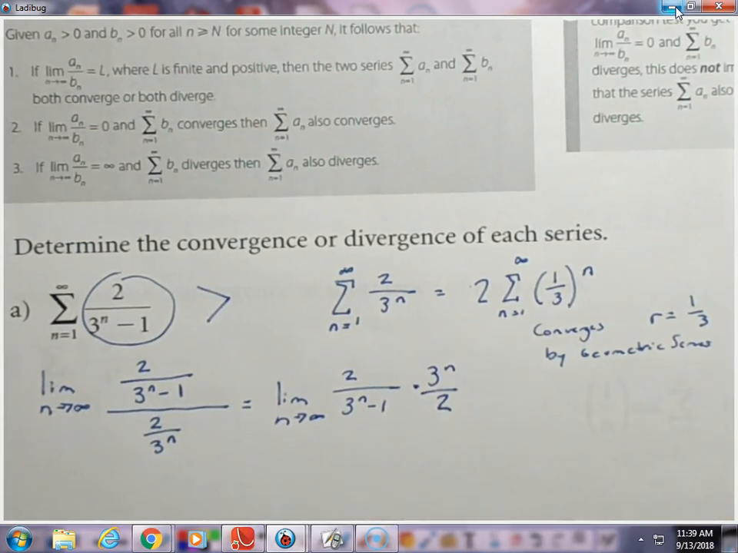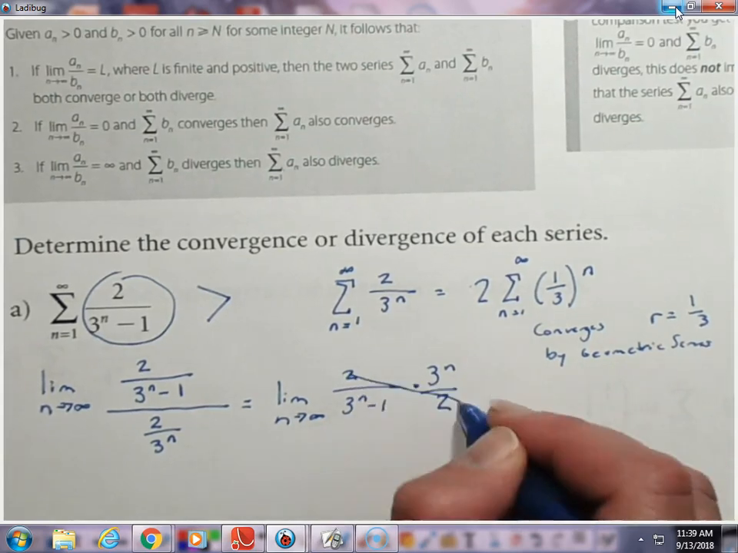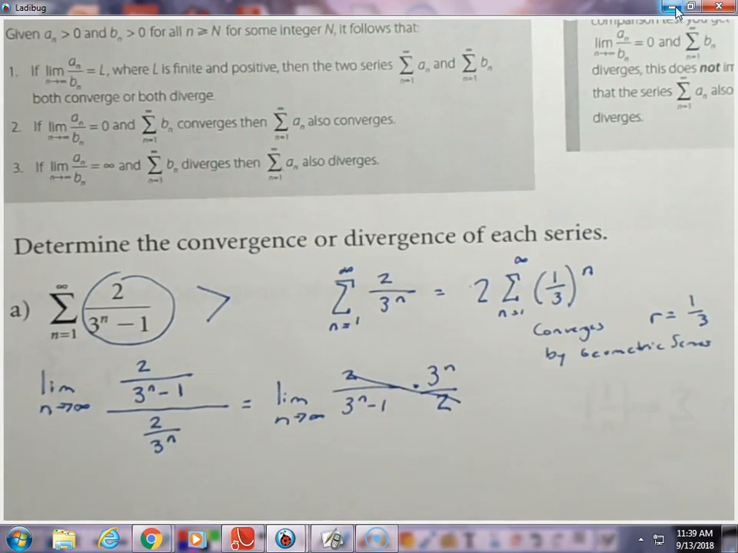Some of you are not going to want to write that. You probably don't want to go straight to this. That's okay. So I've got the limit as n approaches infinity of this. If I just do it right now, it looks like infinity over infinity.